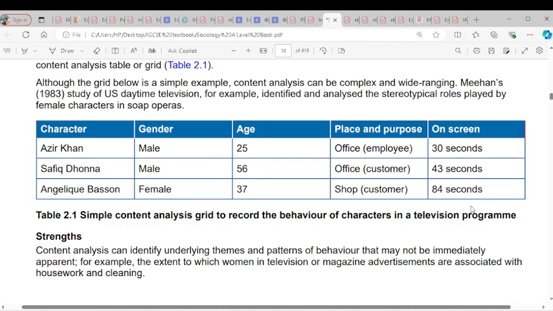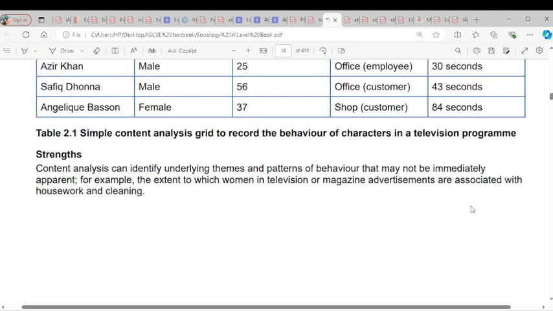These are contents. So you are able to come out with information based on the pictures you see, the documents you see, or the images you see. So that is content analysis. So here it said simple content analysis grid to record the behavior of characteristics in television program. That's about that. So it's content analysis because it's simply talking about you focusing on words, subjects, through a picture, through an image, or through a text. That is content. So you are bringing out information for people to see based on the images you see. That is content analysis. I think it's clear.